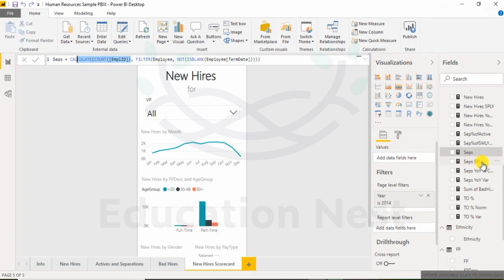Separations last year, that is same period last year, is what you can do. Year on year change, you can divide and find out. Sum of bad hires, you can do sum of bad hires, and so on and so forth. So this is the way you would ideally have to check all the different kinds of formulas as per your organizational need, making use of certain inbuilt formulas given to you.